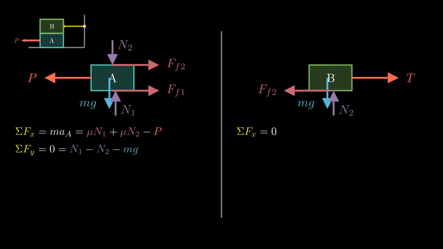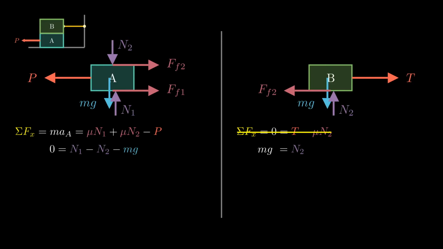Block B doesn't move at all, so the forces will sum to zero in both directions. In the y direction for block B, we can simply see that N2 is equal to mg. We can ignore the x direction for block B, since it would only be useful to tell us about the tension value in the string. We don't care what the tension is, so we'll ignore this equation.